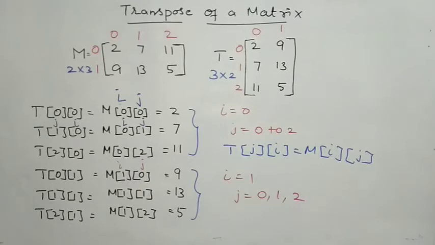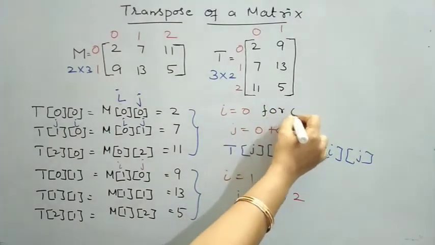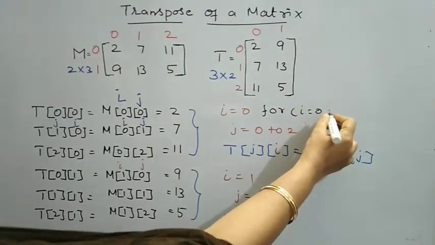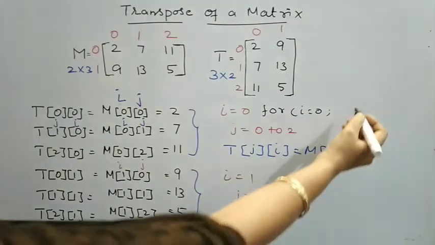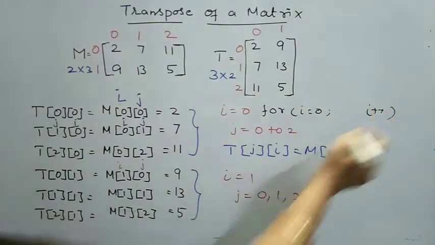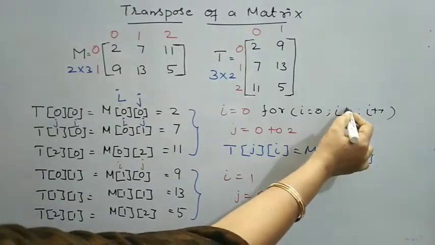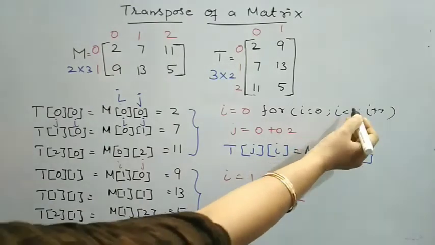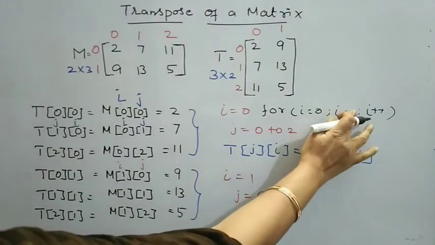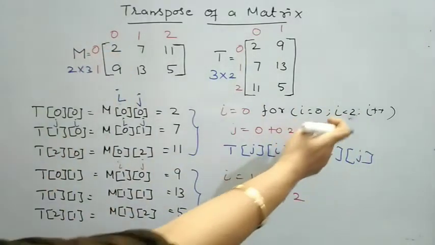If we convert this into a statement, I may use a for loop. For I equal to 0, initially I takes the value of 0, and in the next iteration I takes the value of 1. Each time I is incremented by 1. How long do I need to continue? Until I is less than 2, since the number of rows in the input matrix is 2.